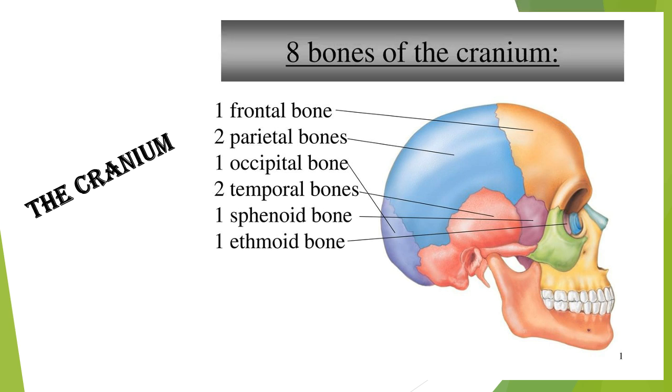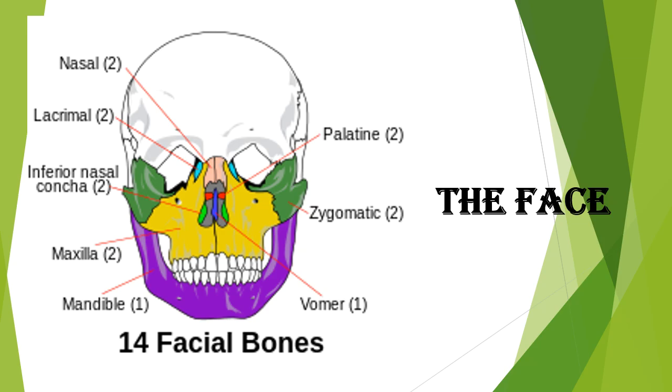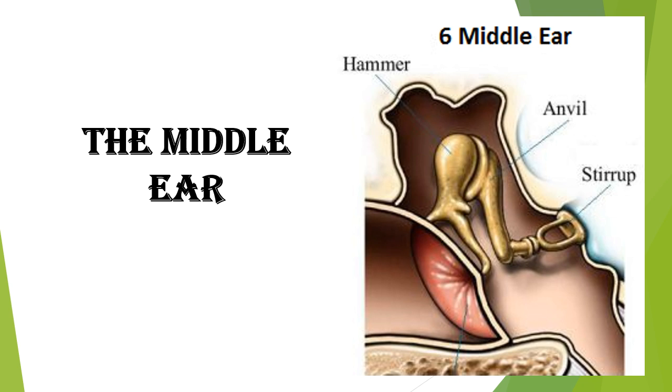In the face: nasal, lacrimal, inferior nasal concha, maxilla, mandible, palatine, zygomatic, vomer. 18 facial bones. In the middle ear, 6 bones: 2 hammer, 2 anvil, 2 stirrup.